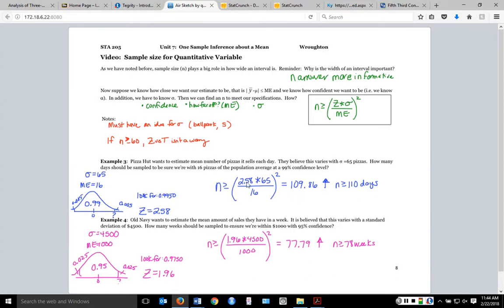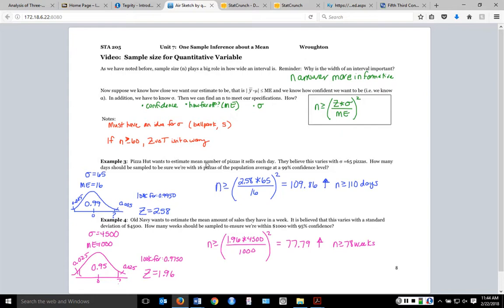Lower my confidence? That would be one way. That will make me not have to sample as many. I could also increase how far off I'm willing to be. So maybe before I wanted to be within 16 pizzas, but if I say I only want to be within 20 pizzas, that will change how big of a sample I need to take.